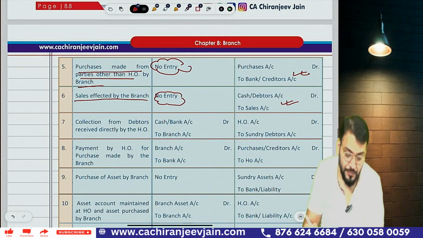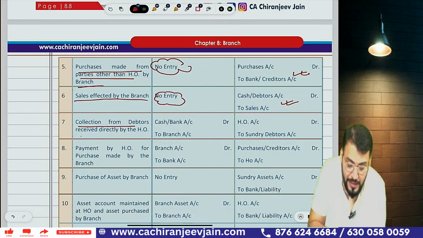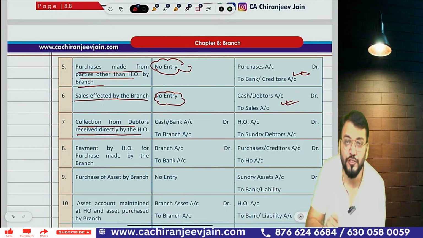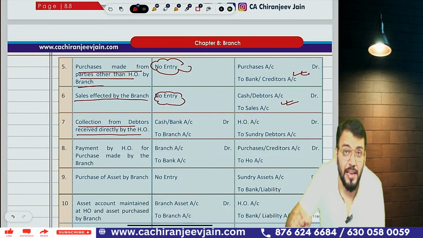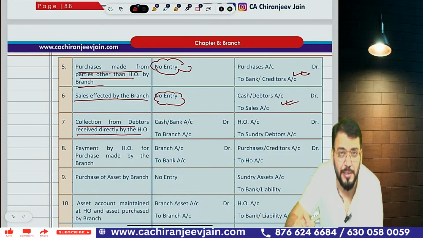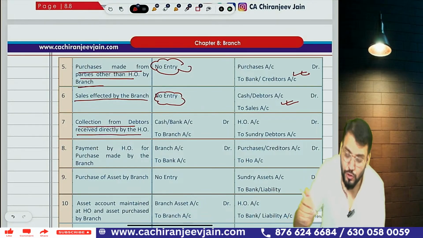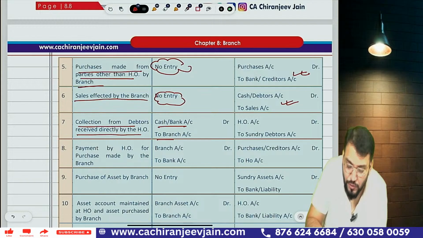Yes, sir. Then collection from debtor received directly by the head office: the debtor of branch, the amount is collected directly by head office. So who is receiving cash? Head office. So cash and bank, but this amount belongs to branch. So the journal entry will be cash and bank to branch account.